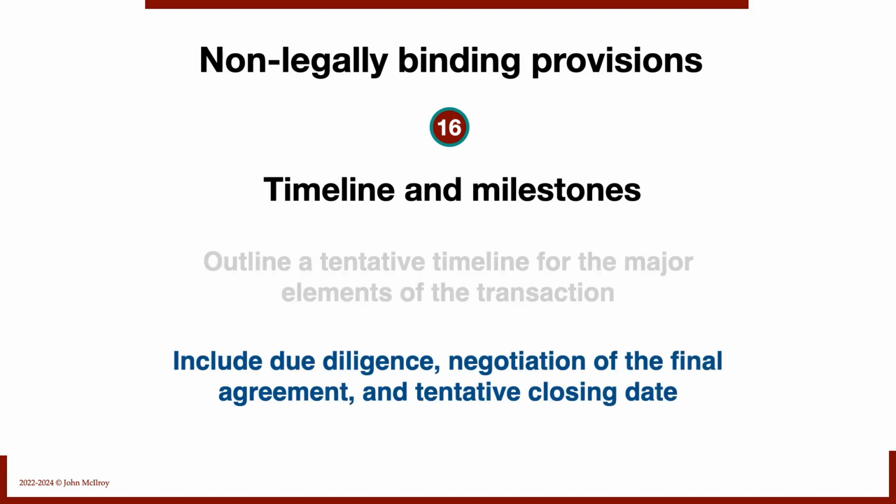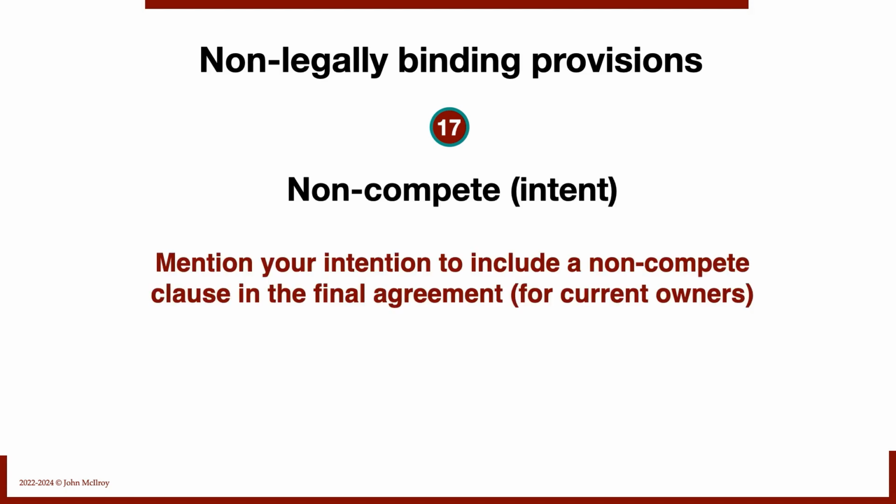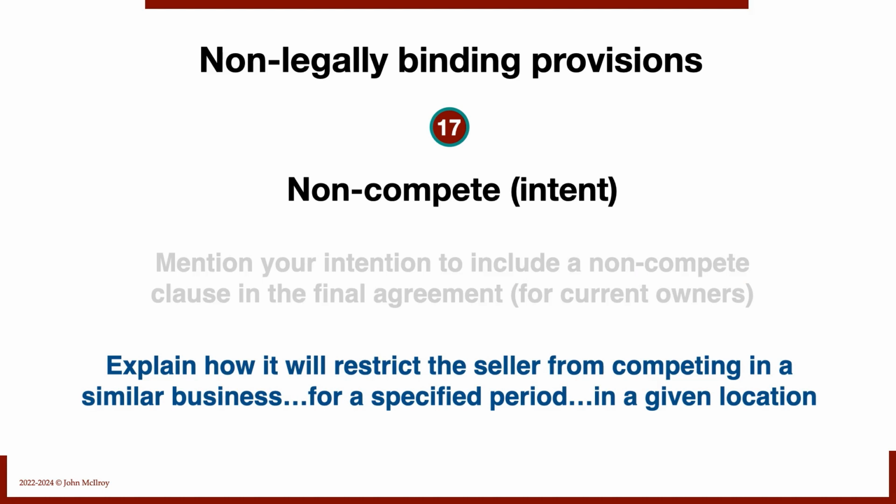Include due diligence, negotiation of the final agreement, and tentative closing date. Put it in there. 17, mention your intention to include a non-compete clause in the final agreement for the current owners. Explain how it will restrict the sellers from competing in a similar business for a specified period in a given location. I don't typically get into too many details on the non-compete in the LOI, but I will mention the intent for the final agreement to have non-compete clauses in it.